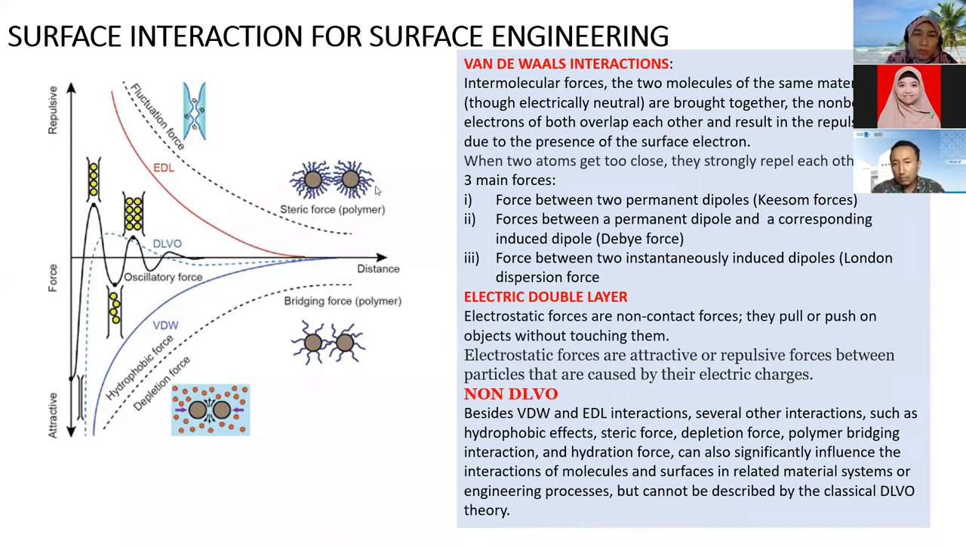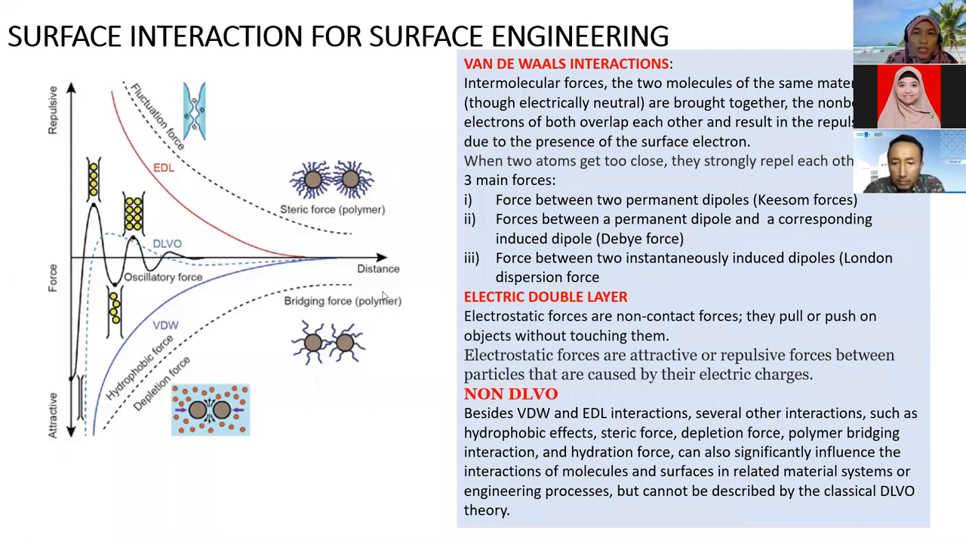So when we have so many atoms, they will induce each other: B gets the charge from A, and then C gets charge from B, D gets charged from C, and so on. This is what is called London dispersion force.